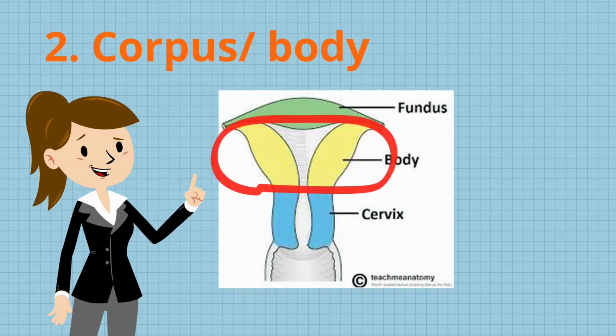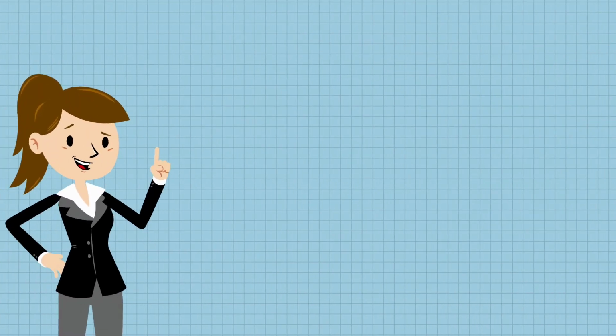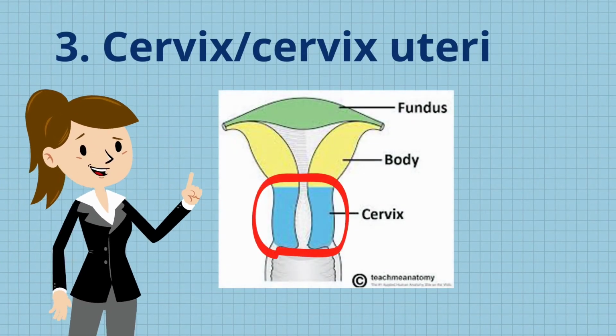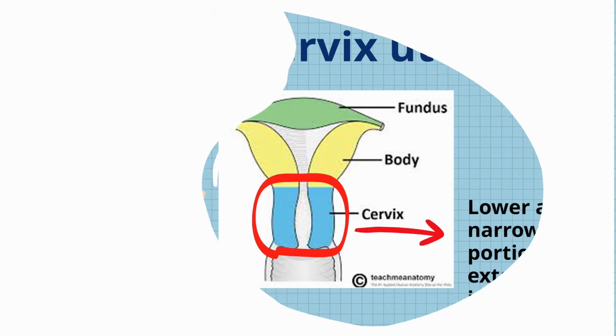Next part is corpus. Corpus is the middle portion of the uterus. The last part of the uterus is the cervix. Cervix is the lower, narrow portion that extends into the vagina.